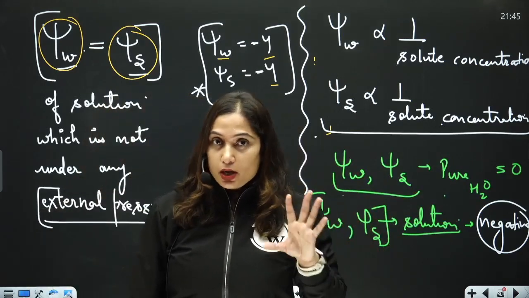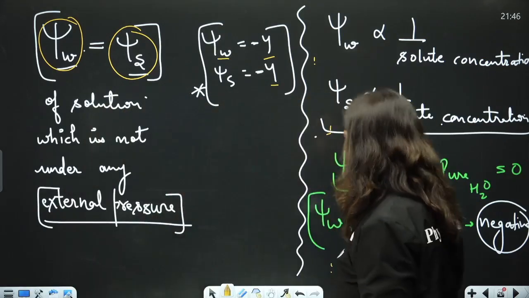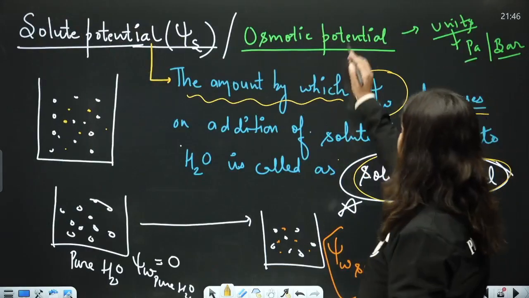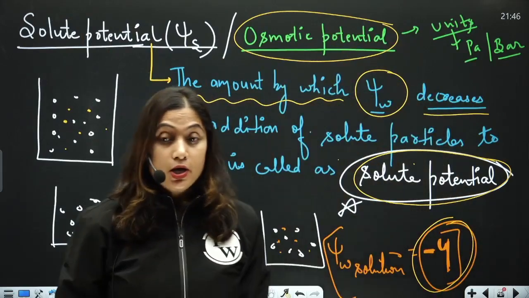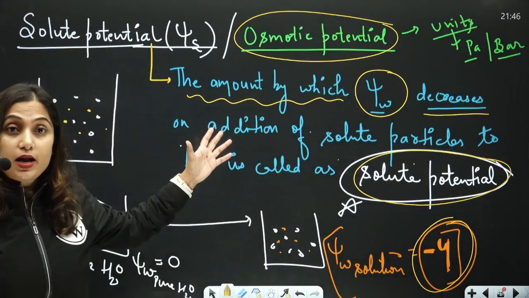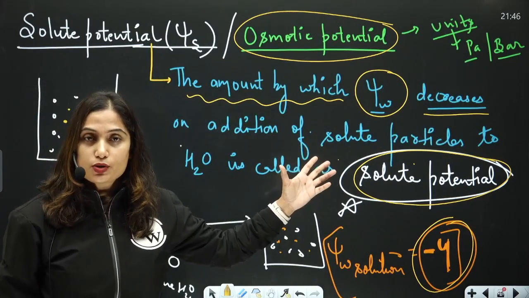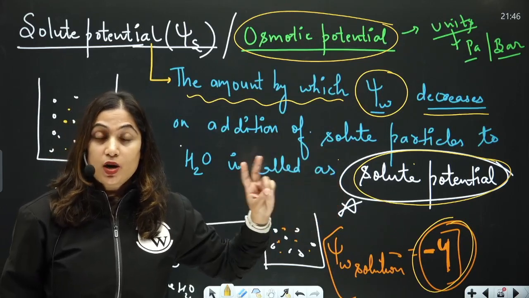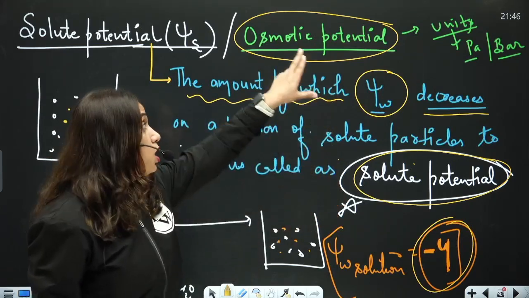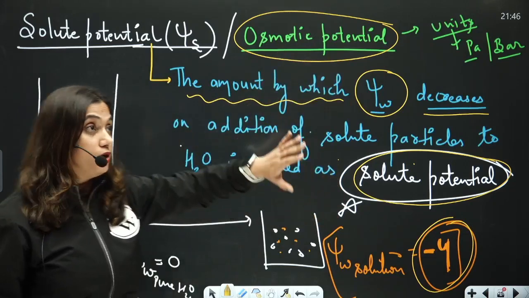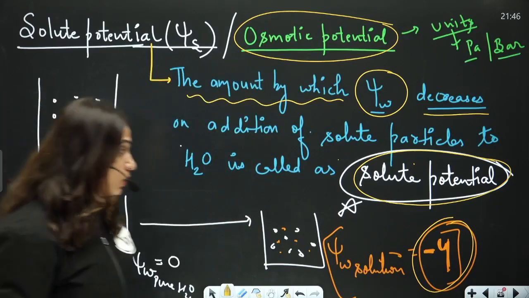So you're clear with water potential, you're clear with solute potential. And yes, one more important thing, solute potential is also called osmotic potential. Very important. Solute potential is also called osmotic potential, not osmotic pressure. Do not get confused with osmotic pressure and osmotic potential. These two are different things. Osmotic pressure, entirely different thing. Osmotic potential, entirely different thing. So another name of solute potential is osmotic potential. Okay, clear?